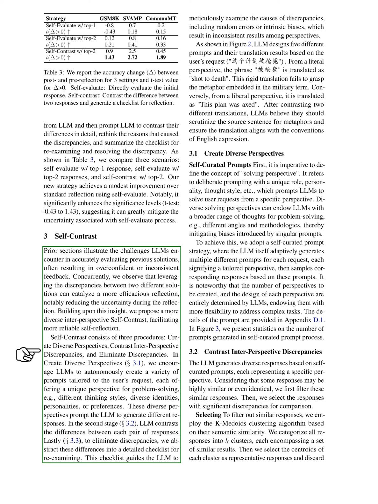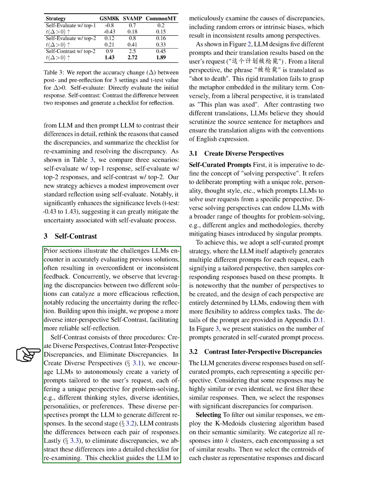We also found that LLMs face challenges in accurately evaluating previous solutions, often resulting in overconfident or inconsistent feedback. However, we observed that leveraging the discrepancies between two different solutions can lead to more effective reflection, notably reducing the uncertainty during the reflection. Building on this insight, we proposed a more diverse inter-perspective self-contrast, facilitating more reliable self-reflection. Self-contrast consists of three procedures: create diverse perspectives, contrast inter-perspective discrepancies, and eliminate discrepancies.